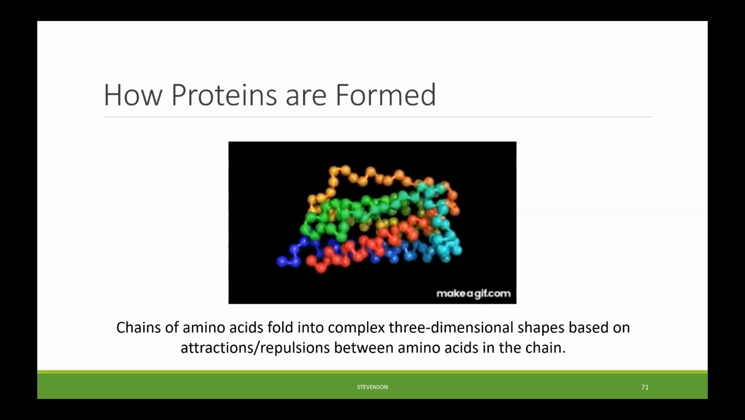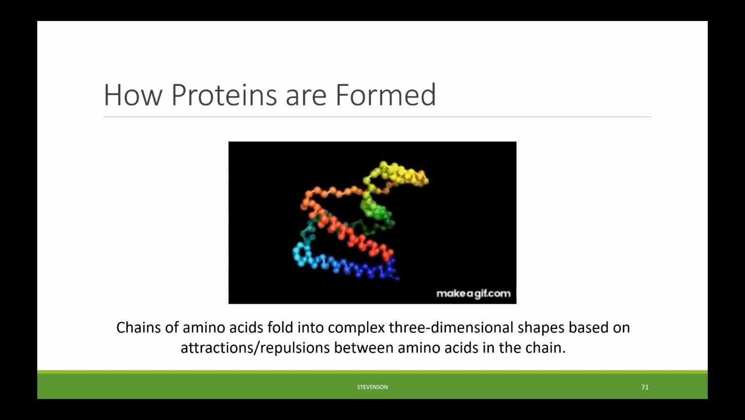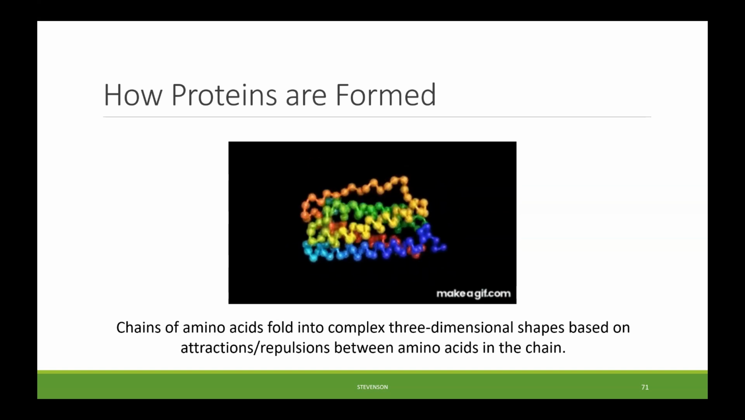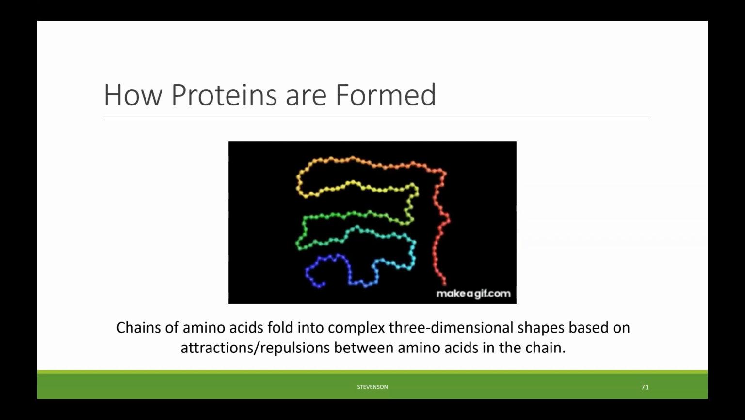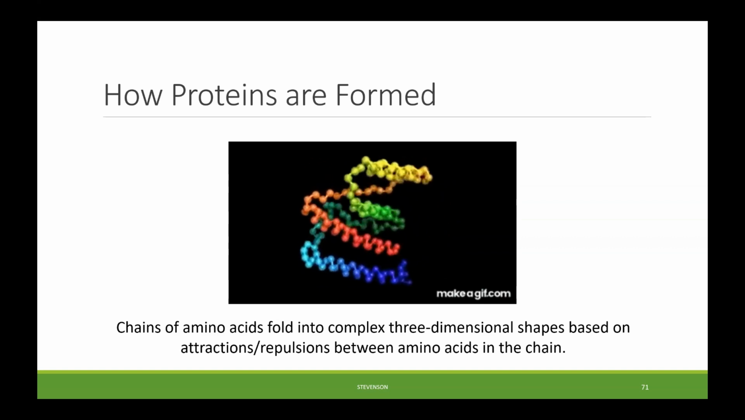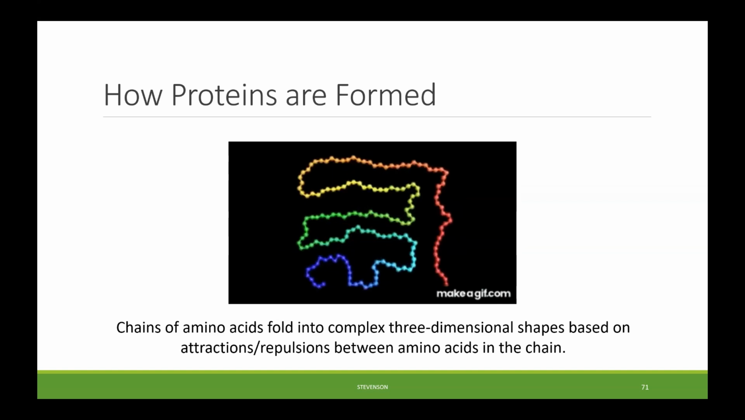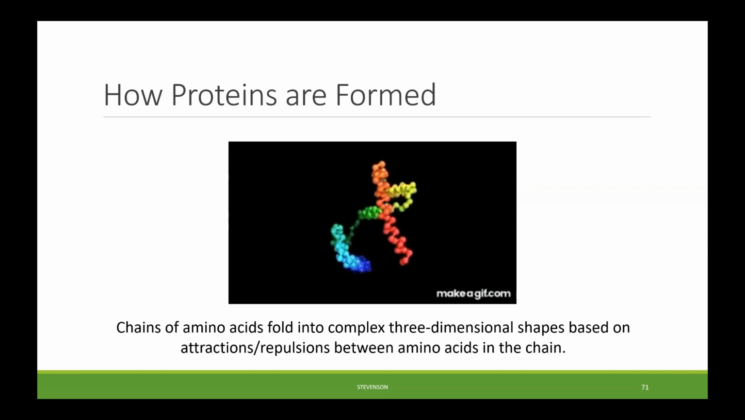So some amino acids, namely the polar ones, will be drawn toward each other. Others will be repelled by each other. For example, if you get two amino acids in the chain that both have a positive electric charge, they want to push away from each other. So those attractions and repulsions dictate the folding process. And then the final shape of the protein dictates its function.